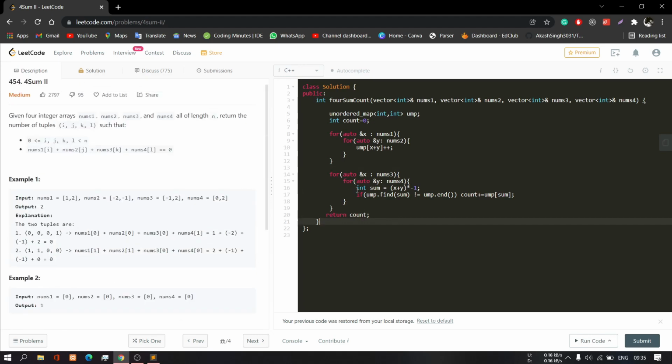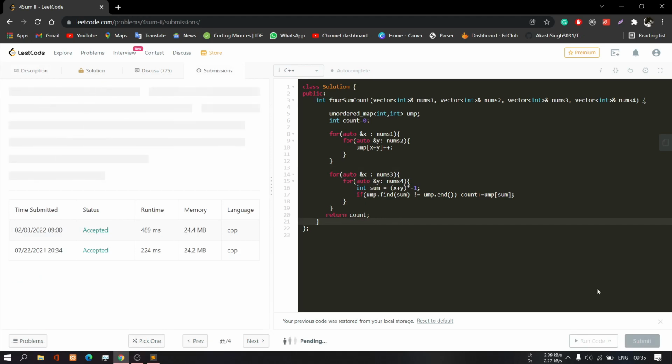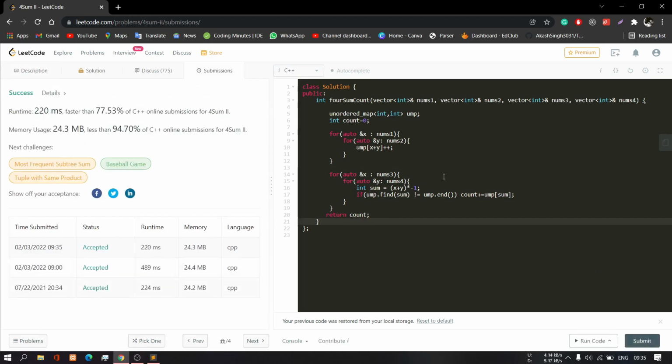So hope you understand the code. Let me run it. It is a very easy code, you just need to think of the intuition. Okay, so it is solved.